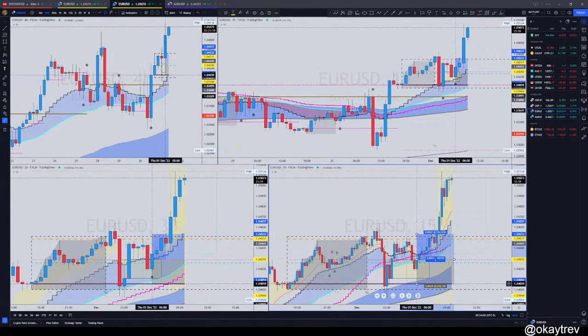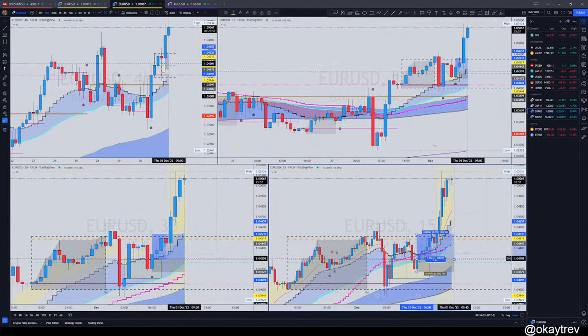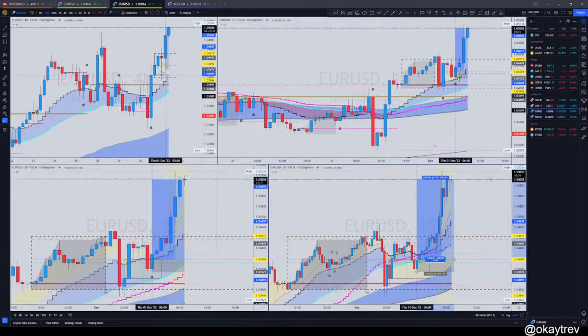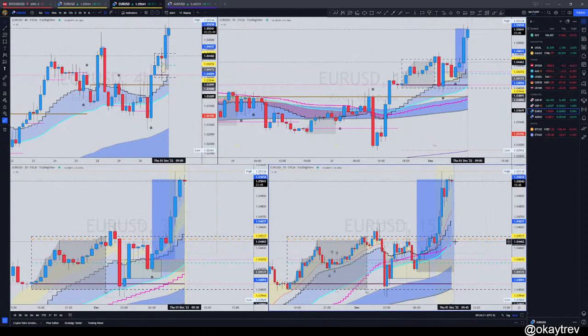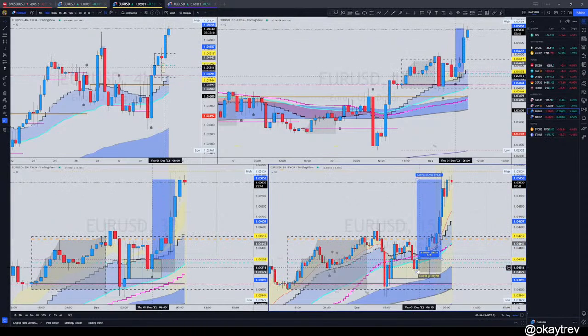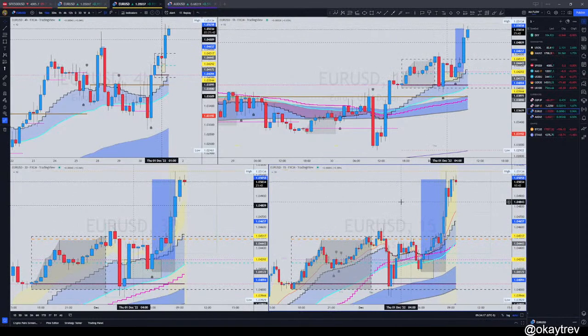Valid entry. Valid trade. Gone. Nice 2-to-1. This thing is actually deeper than that. This thing is a runner. This boy is a runner. This is the day trade right here, off a 15-minute.